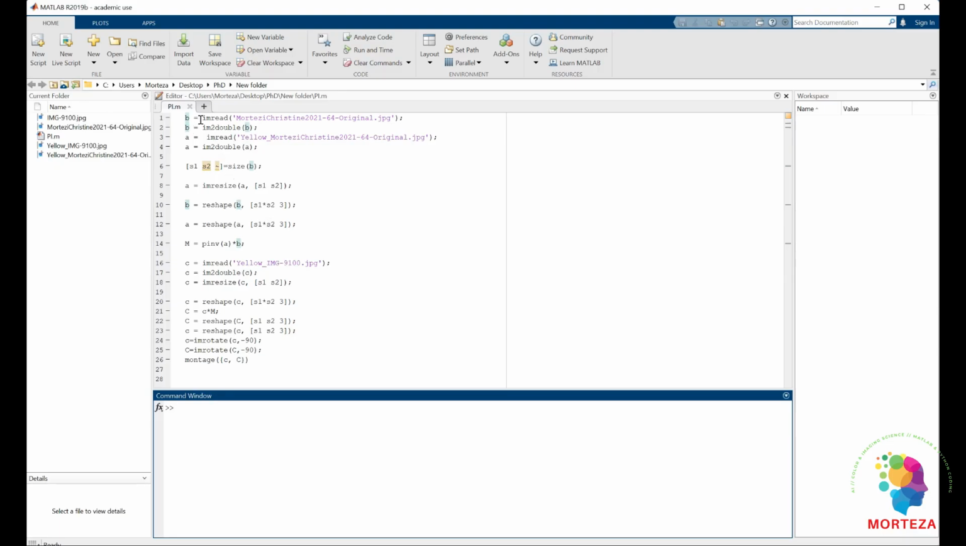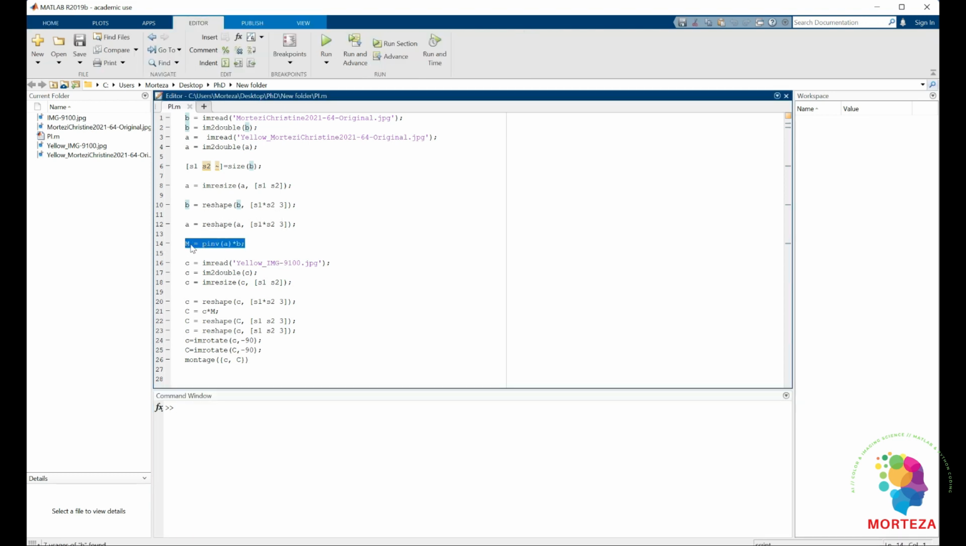So here's the coding. First we read the original image and then we read the yellow image. I'm going to resize the yellow image so that it will be the same size as the original image. Then I'm going to reshape the two images so that they would be n by 3. And I would use this equation to specify matrix M using the pseudo-inverse.